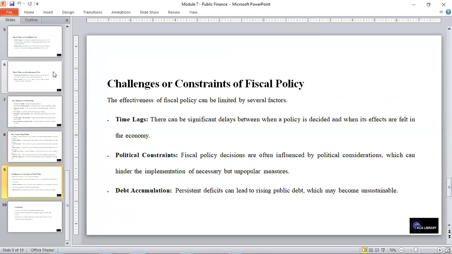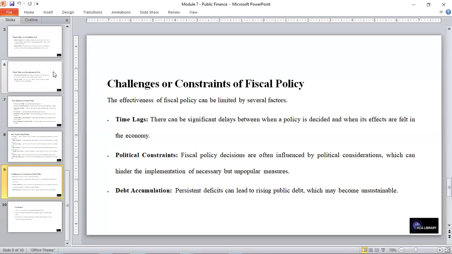We have challenges or constraints of fiscal policy, and the effectiveness of fiscal policy can be limited by several factors, but we just look at three. The first is time lag, and there can be significant delay between when the policy is decided and when its effects are felt in the economy. Another challenge is political constraints. Fiscal policy decisions are often influenced by political considerations, which can hinder the implementation of necessary but unpopular measures.